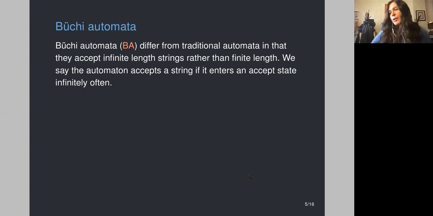Right, so Büchi automata differ from traditional automata in that they accept infinite length strings rather than finite length. So we say that the automaton accepts a string if it enters some accept state infinitely often, right? The pigeonhole principle says there are finitely many states, so there's some accept state that it will enter infinitely often, if it enters the set of accept states infinitely often. Okay.